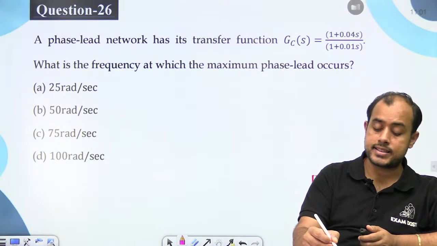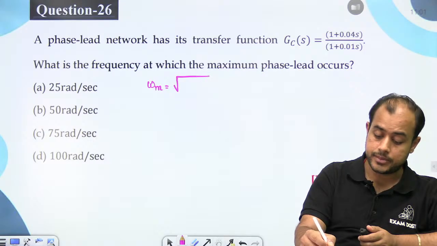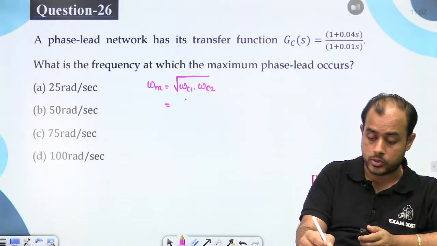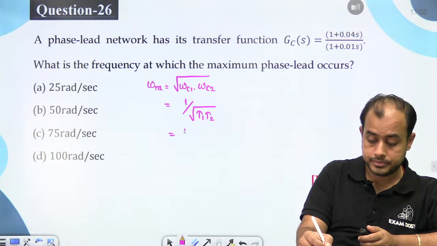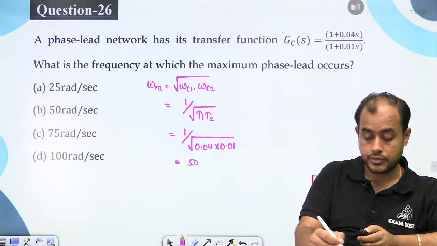ESE 2017. Frequency for maximum phase shift is geometric mean of two corner frequencies. Point 0.04, 0.01. 50. B.